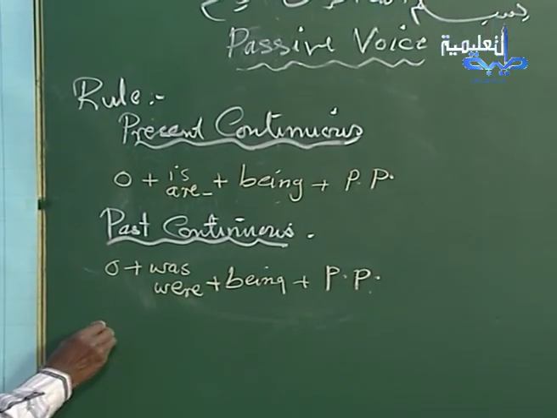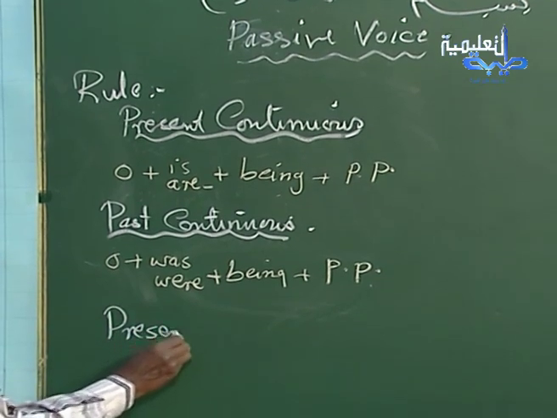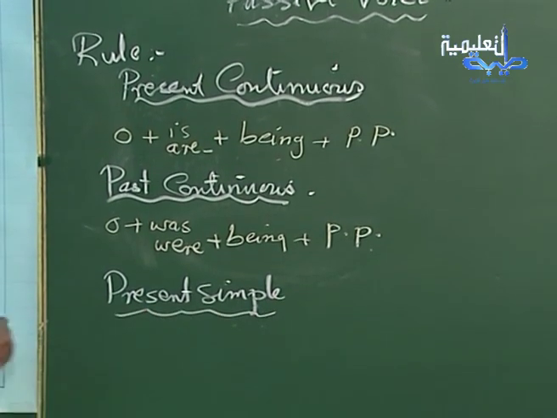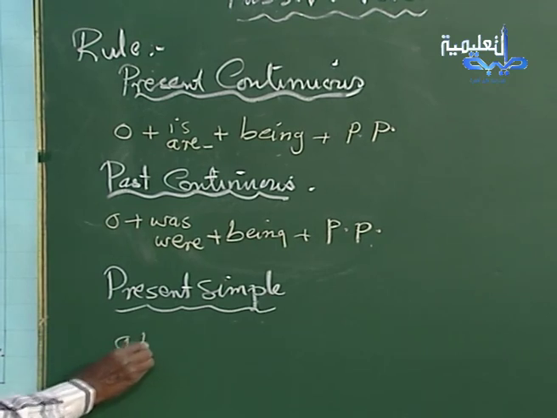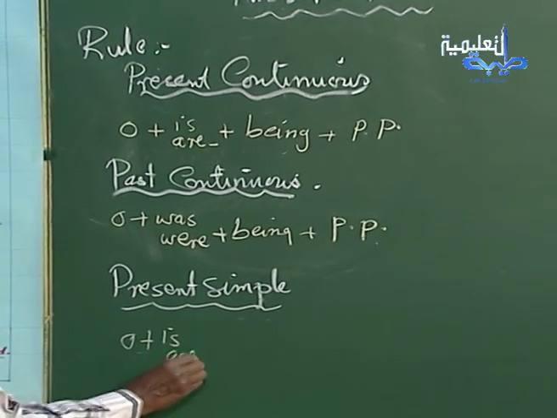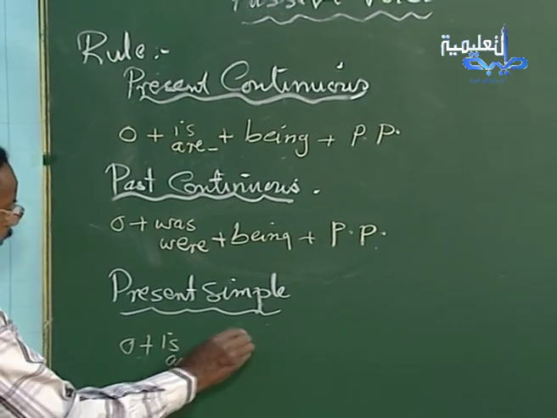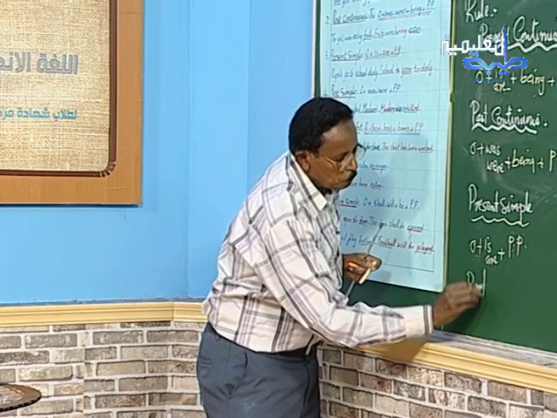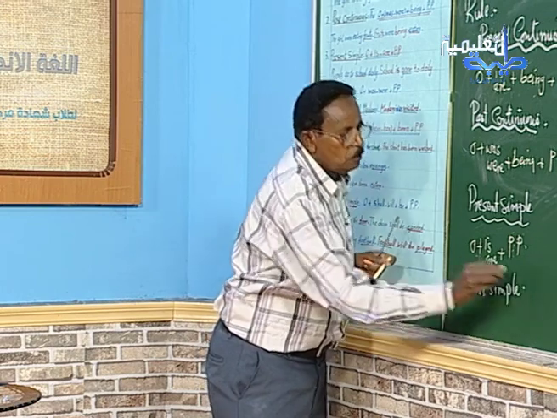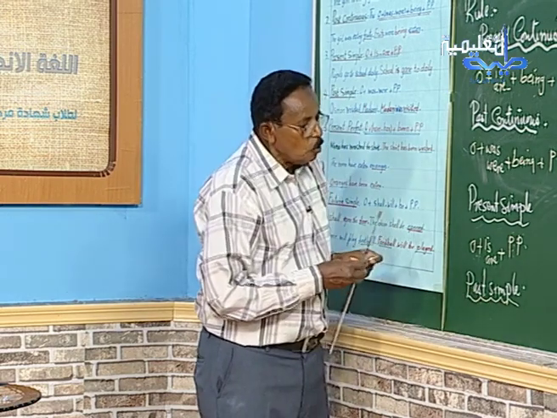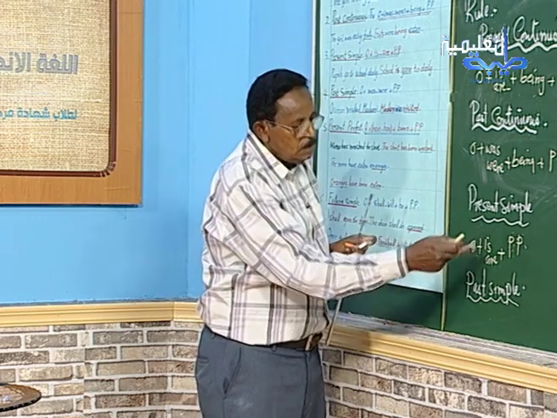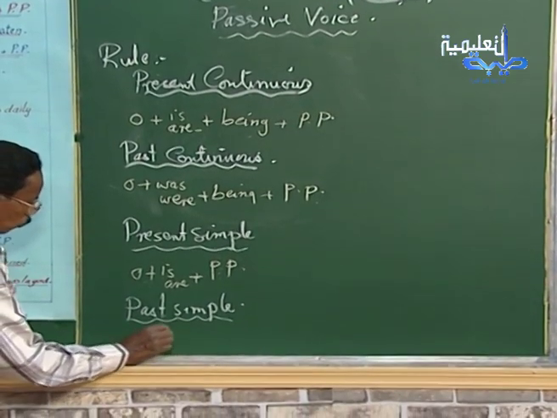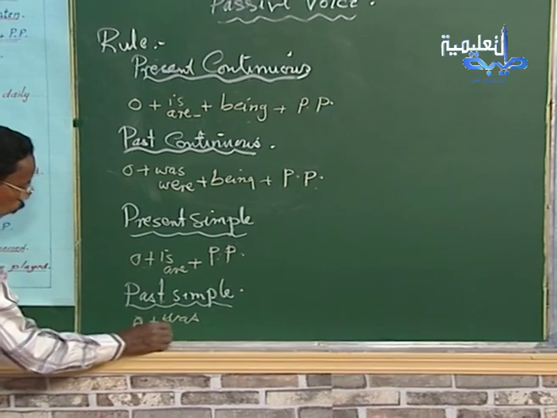For present simple, object plus is or are plus past participle. For past simple, the only thing I am going to change is is to was and are to were. For example, object plus was or were.